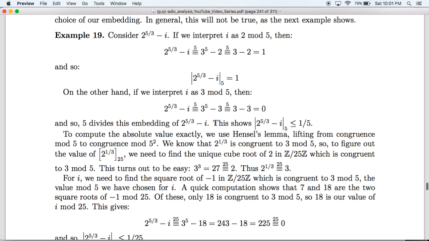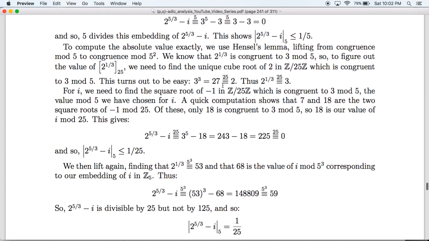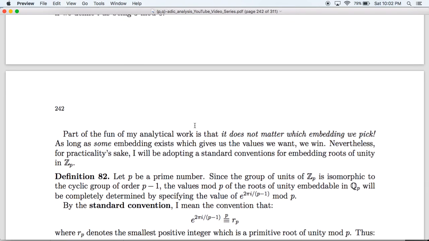What I'm going to do is first, actually it turns out that this is the harder case. We're going to check and see if this number can be embedded in the p-adics, and if it can be, we then pick an embedding of it using Hensel's lemma, and then we may do our computation. And if it's not embeddable, well, then I'll cover that in a moment. But there's a fun part of this, which is that in my analytical work, it does not matter which embedding we pick. As long as some embedding exists which gives us the value we want, we win.